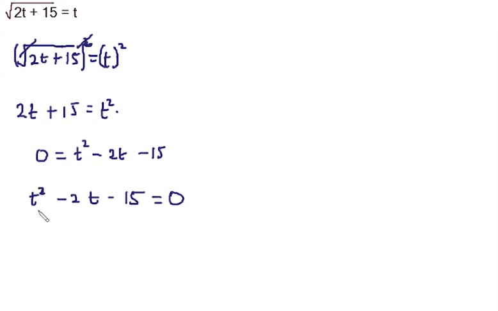To solve this quadratic equation, multiply this term and this term. So this is minus 15t squared. So we need to look for two terms that when multiplied together should give us minus 15t squared and should add up to minus 2t. So those two terms are minus 5t and 3t. So I can use these two terms to replace minus 2t here.